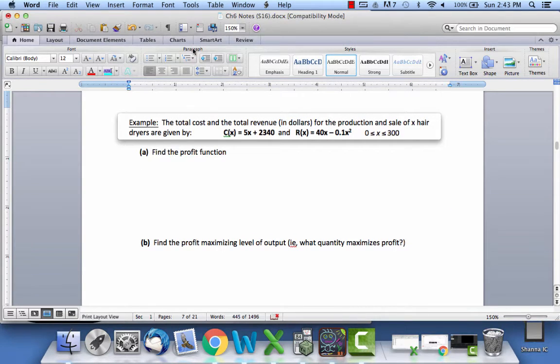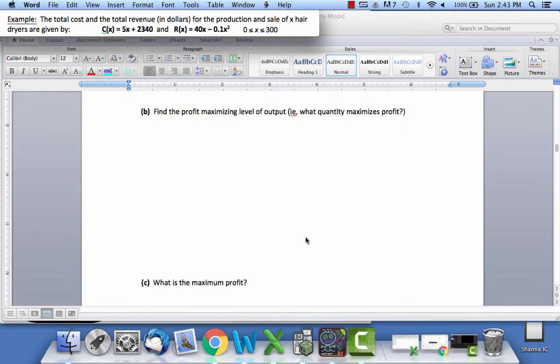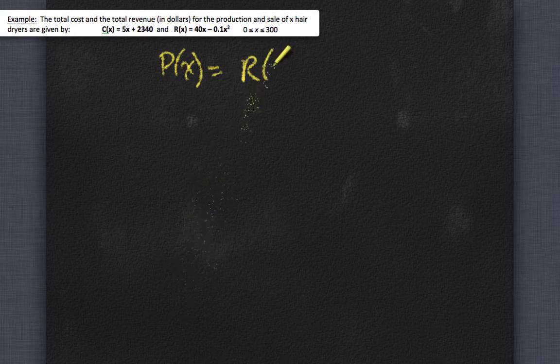So the first thing we want to do is write down the profit function. Then we want to maximize profit. Profit is what you have left after you pay your cost. So profit is revenue minus cost.